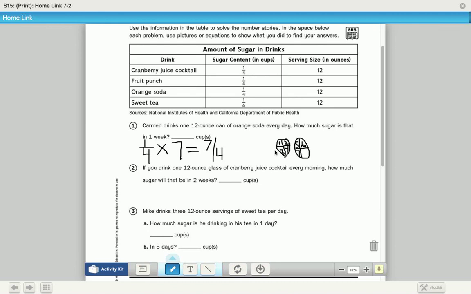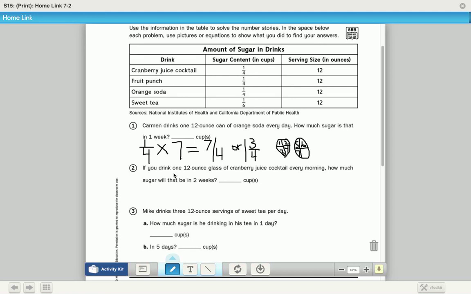Or you could say this is a whole, and then I have 1/4, 2/4, 3/4 more. So 7/4 or 1 3/4 would also be a correct answer. Okay, so that's how much sugar she's drinking in 1 week.